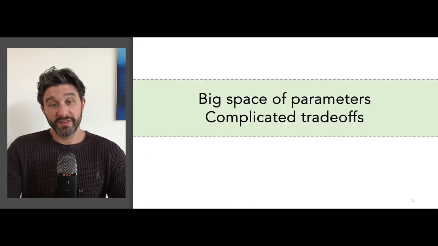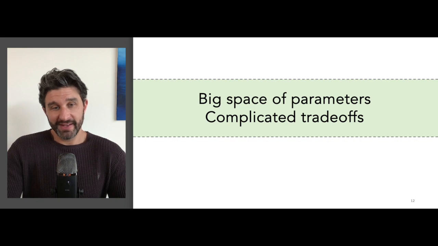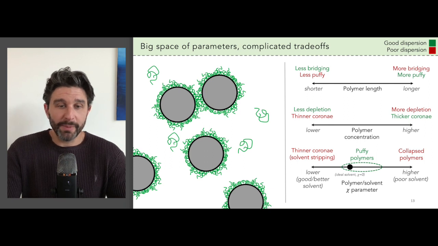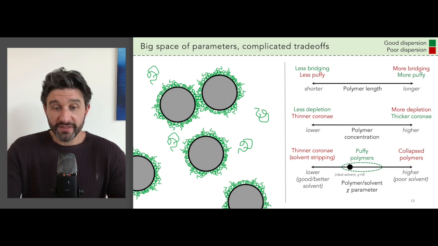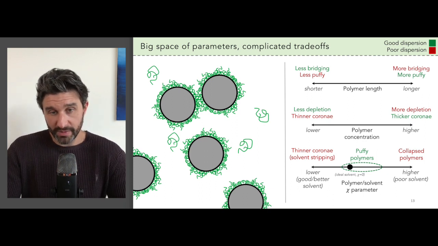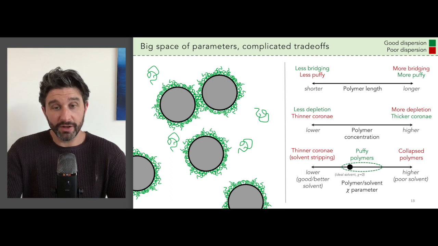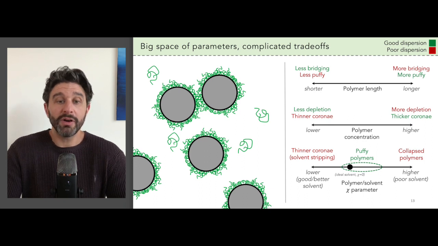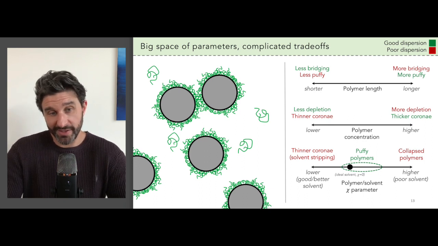So, this is a huge space of parameters. And there are some complicated trade-offs as well. This slide here summarizes some of the key parameters in designing the polymers and what happens when you increase or decrease those parameters. You can see that in many cases, there are actually both good and bad outcomes for decreasing or increasing a given parameter. For example, if we look at the polymer length, short polymers tend to cause less bridging flocculation because they also cause the corona to be less puffy. On the other hand, if you make the polymers real long, you have a much puffier corona, which means a better chance of keeping the particles dispersed in the solution, but you also have an increased chance of bridging-induced flocculation.